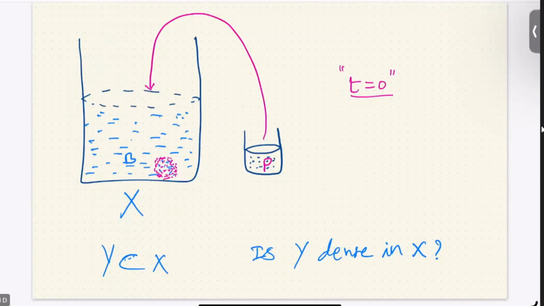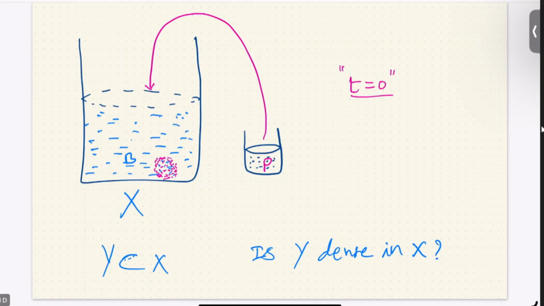Because, as in the earlier definition, sir, if we take any U from X, then U intersection Y is not equal to phi. But at the instantaneous time, when it's not mixed properly, then we can find some particle of water where only blue color is present, not pink color. So you can find that there is no pink at all. So you can say that way it is dense.